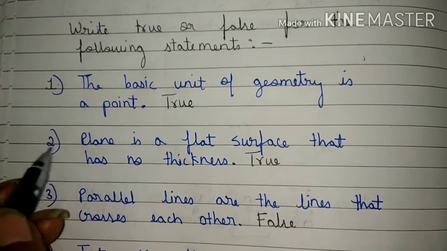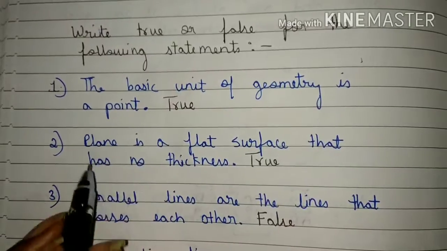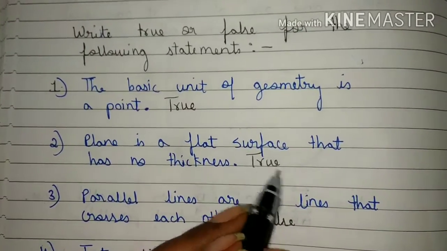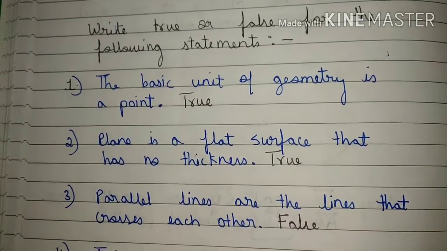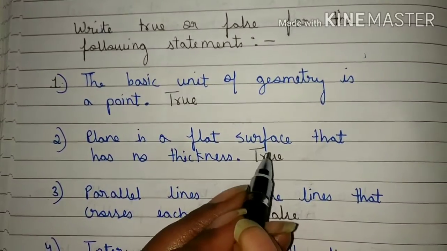Students, now come to second. Plane is a flat surface that has no thickness. Students, this statement is true because plane is a flat surface that has no thickness. So, this statement is true.